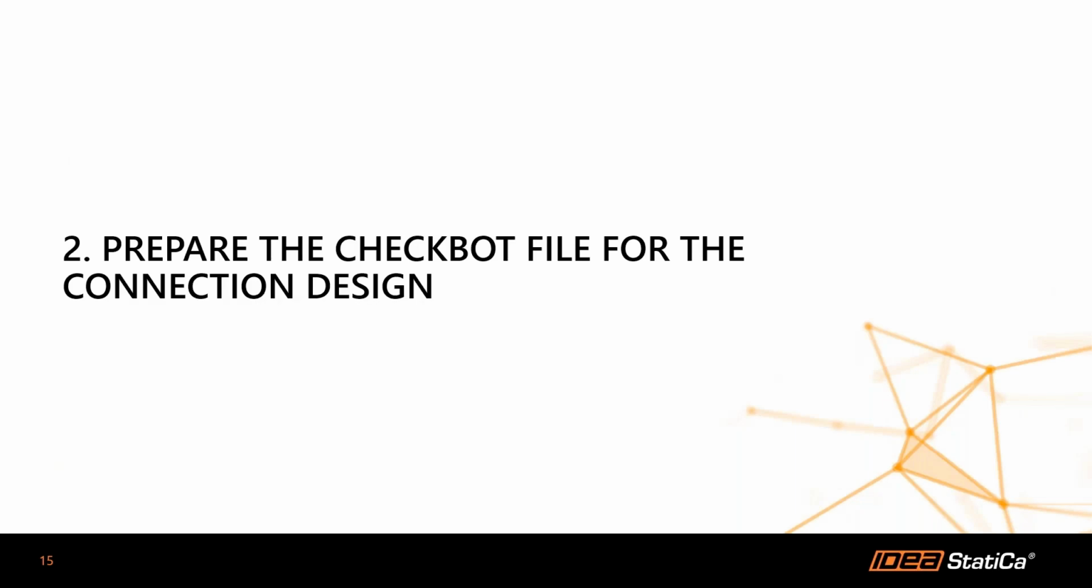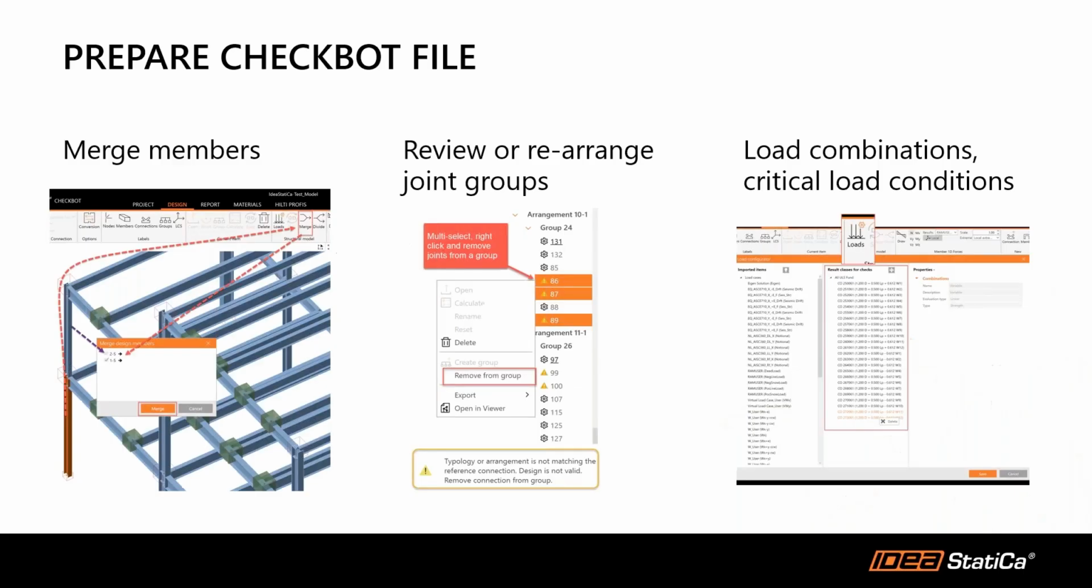Okay, so the second step. Now that the whole structure is in IDEA StatiCa Checkbot, we need to prepare the model to get it ready for the connection design process. So what do I mean when I say prepare the model? These are some steps that you probably need to follow to get the model ready to design the connections. First of all, we have the option to merge members. These 3 tips and tricks I'll show on the screen once I open Checkbot, but I'm going to just explain what these steps are. So, merge the members.